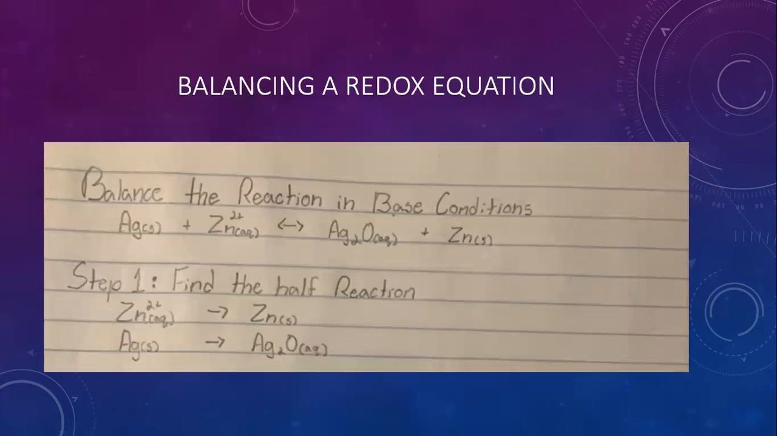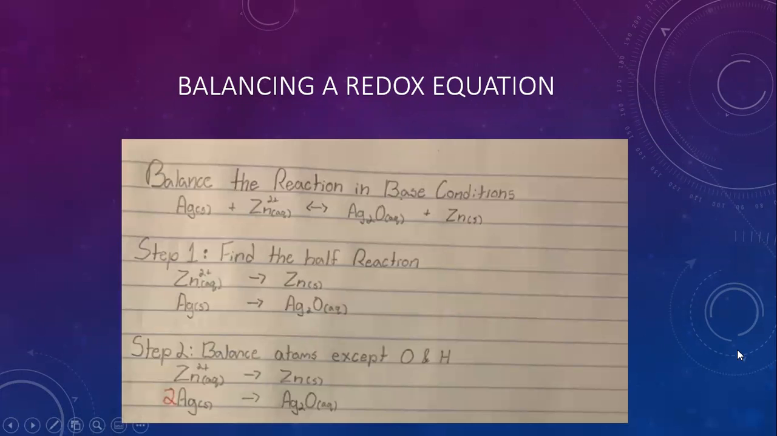Now balancing a redox equation. Step one, you have to find your half reactions. So in this example, we're going to use silver and zinc. And so we have our half reactions right there. Now step two, balance the atoms except for oxygen and hydrogen. And you see here, I just added a 2 in red so you can tell what has changed.